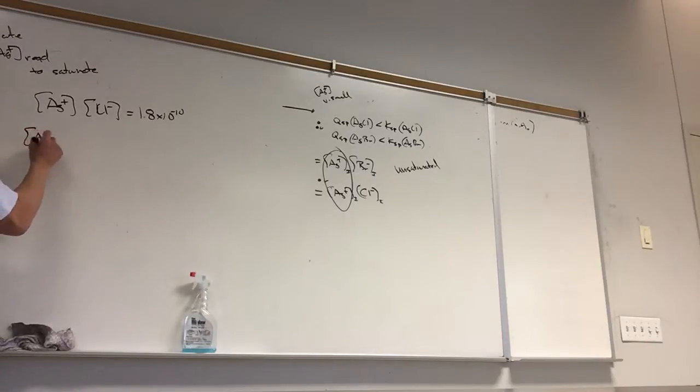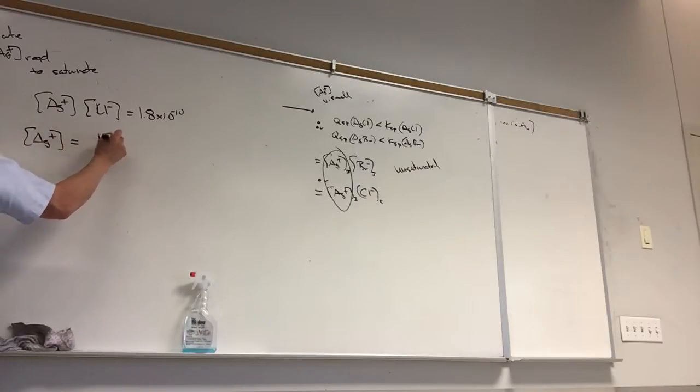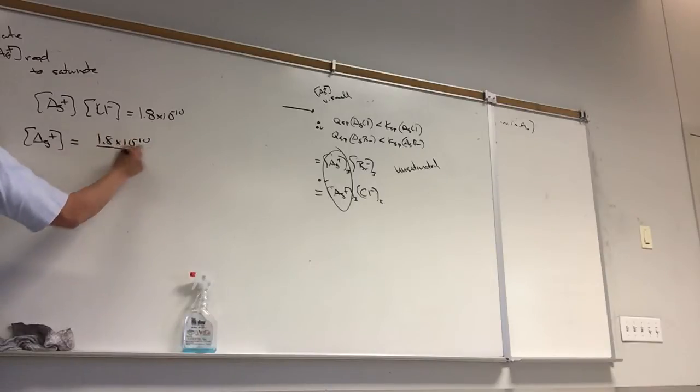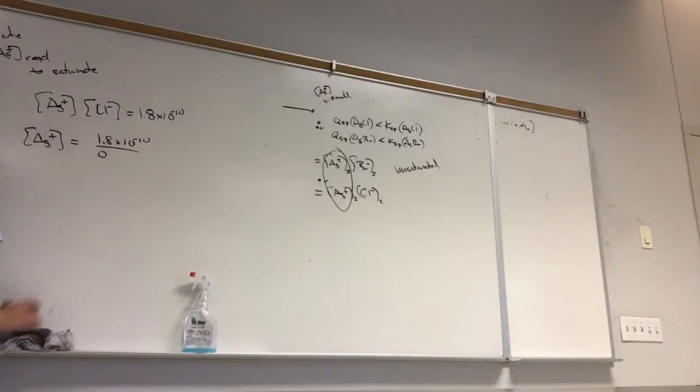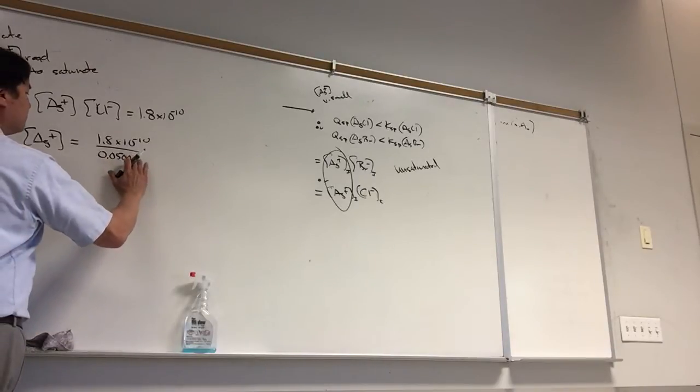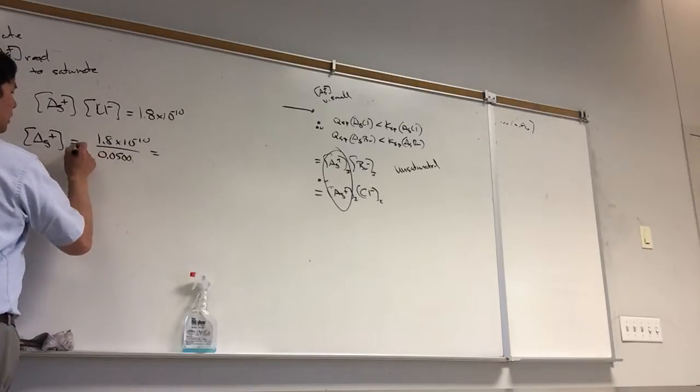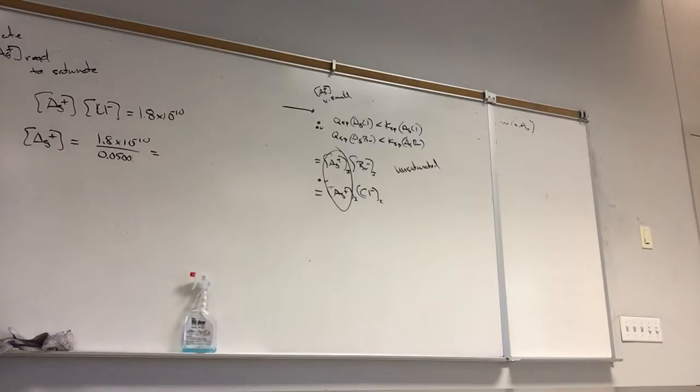And so that means the silver ion concentration required to fulfill this is going to be 1.8 times 10 to the minus 10 divided by the chloride ion concentration. The chloride ion concentration that we picked was 0.0500? Is that right? Yeah, okay. That means with a chloride ion concentration of 0.0500, how much silver is required to saturate it?